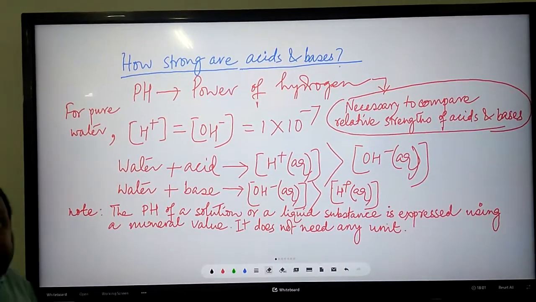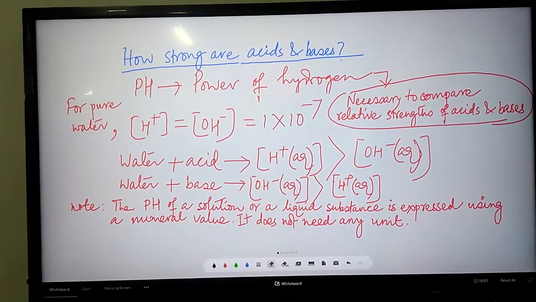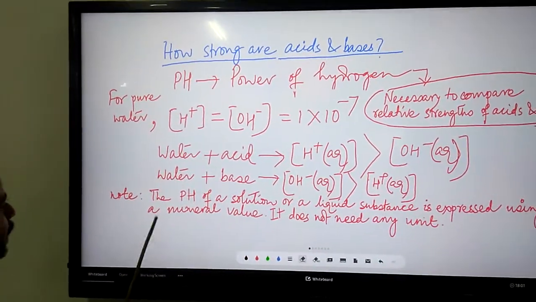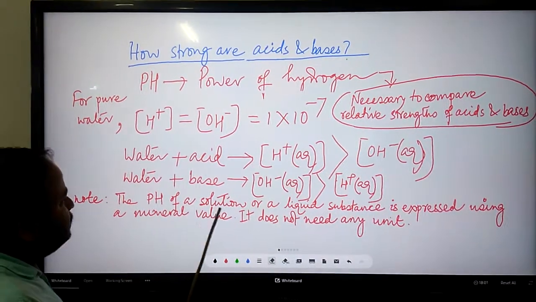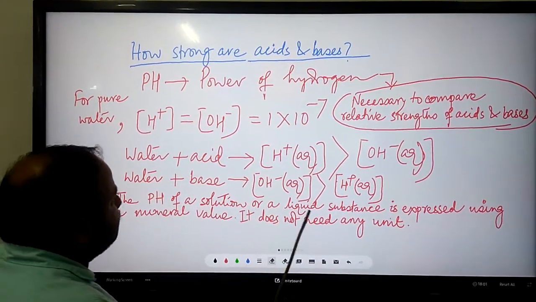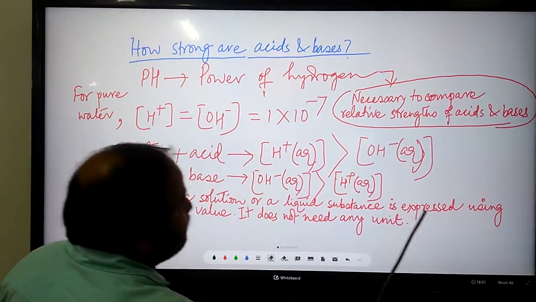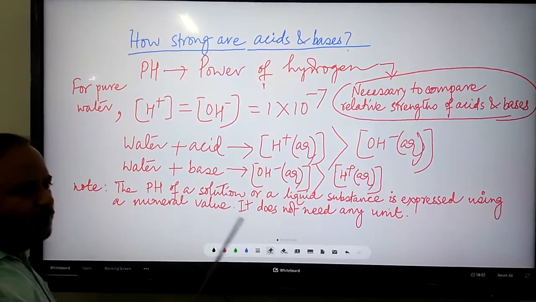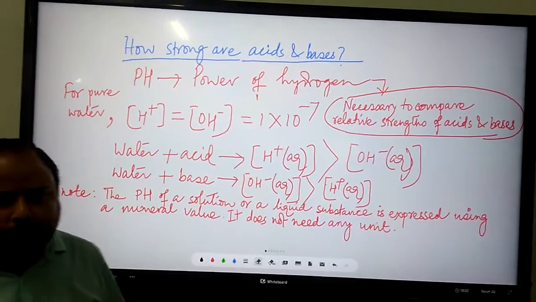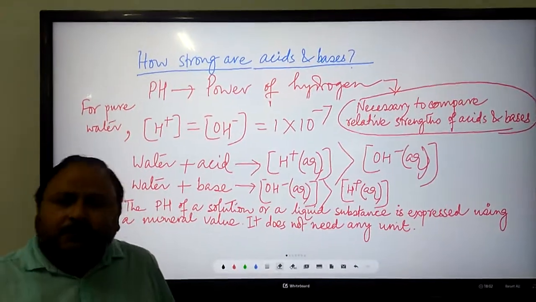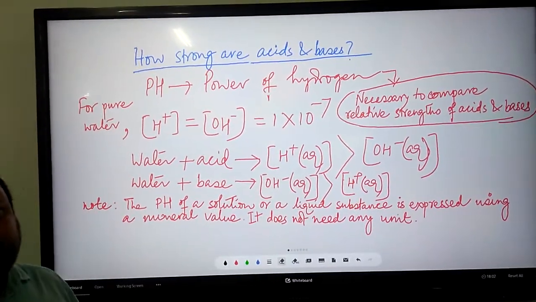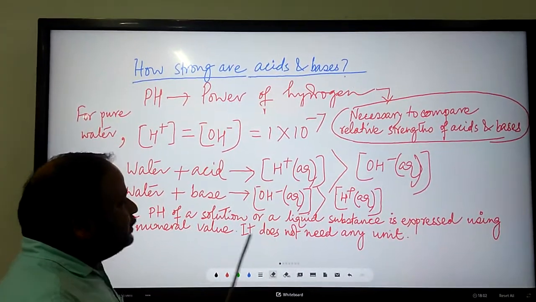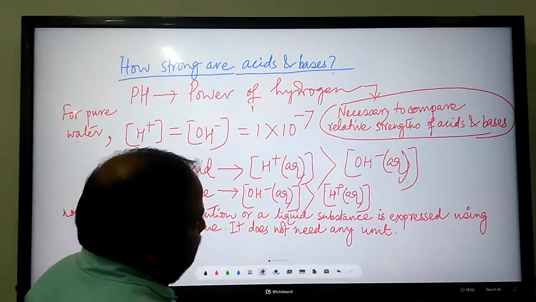Now what are pH values? We express the pH of a solution using some values. The pH of a solution or a liquid substance is expressed using a numeral value. The numeral values can be like 1, 2, 3, 4, or can be like 3.4, 5.6, or like 7.8. It does not need any unit.